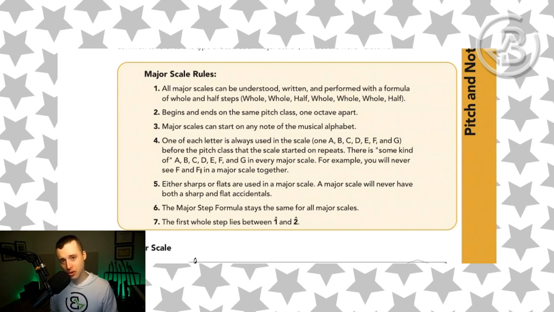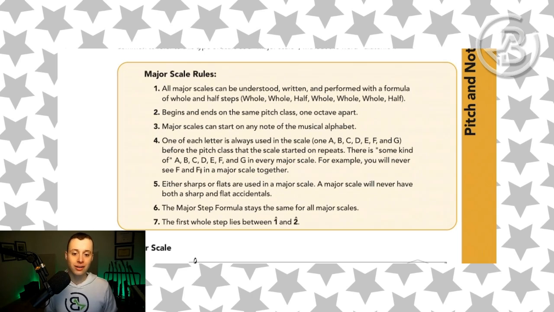So we're going to take some whole steps, we're going to take some half steps. The chromatic scale, we just had half steps. For our major scale, we're going to have a mix of whole steps and half steps. And the order of that is whole, whole, half, whole, whole, whole, half. Memorize that. Just like your chromatic scale, a major scale begins and ends on the same pitch class, one octave apart, ascending or descending.